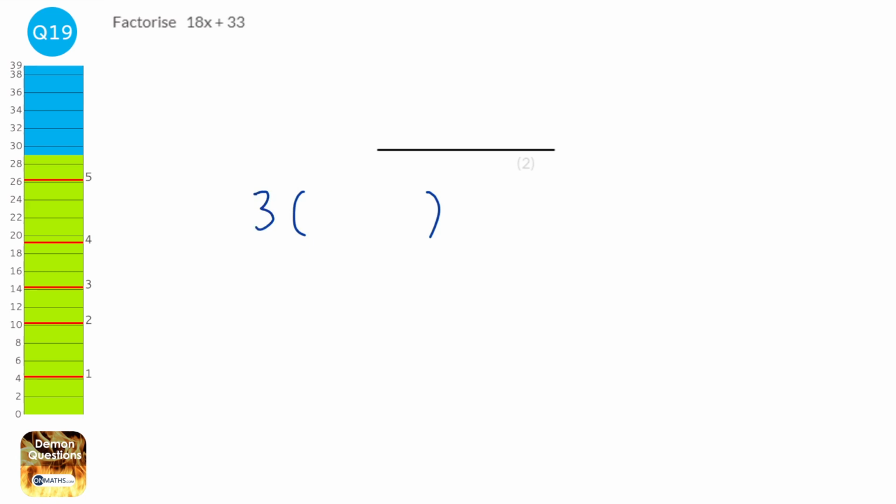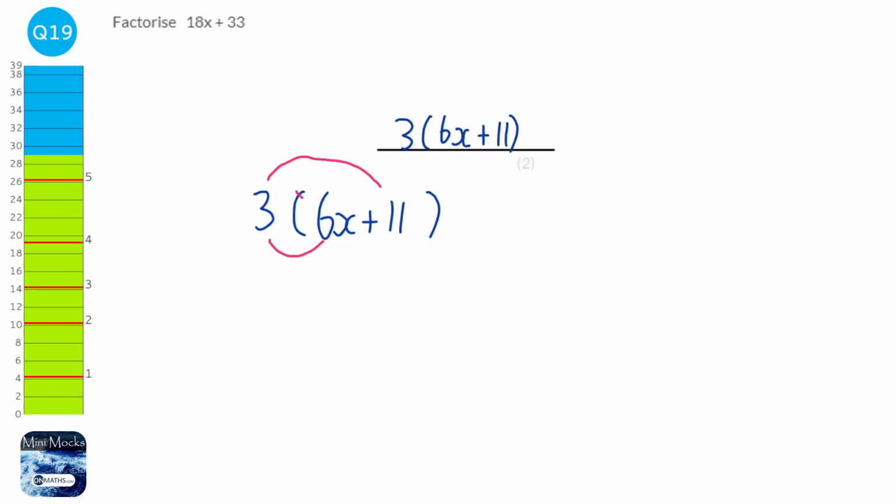Next we ask ourselves 3 times what is 18x? Well, 3 times 6 is 18. 3 times 6x will be 18x. Then we ask ourselves what times 3 is 33? And that's obviously going to be 11. And you can expand that. 3 times 6x is 18x. 3 times 11 is 33. So we know we've got the right answer. So our answer is 3 brackets 6x plus 11.